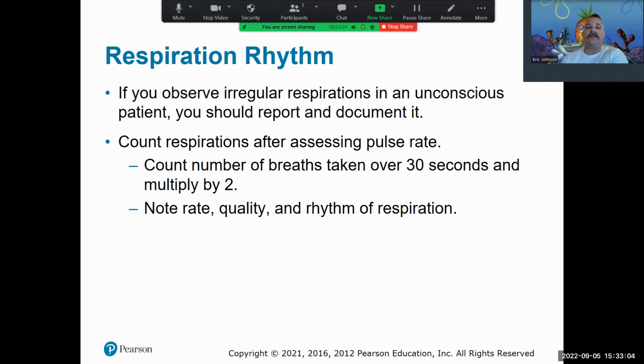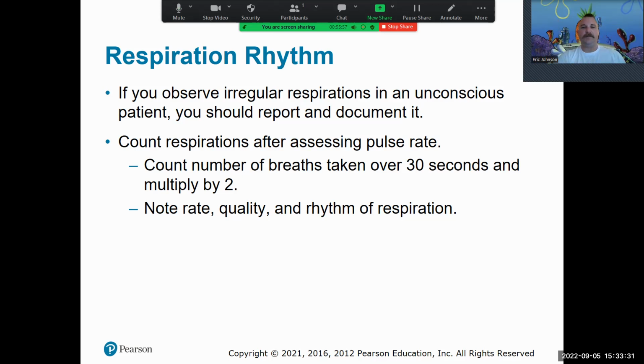In respiratory, we need to note the rate, so how fast, how slow. The quality, so what it sounds like. Does it sound clear? Does it sound like there's wheezing or stridor or rhonchi or rales or any of those fun things that we'll talk about later in class? And finally, is it regular? Is the rhythm regular? So speed or rate, quality or sound, and rhythm.